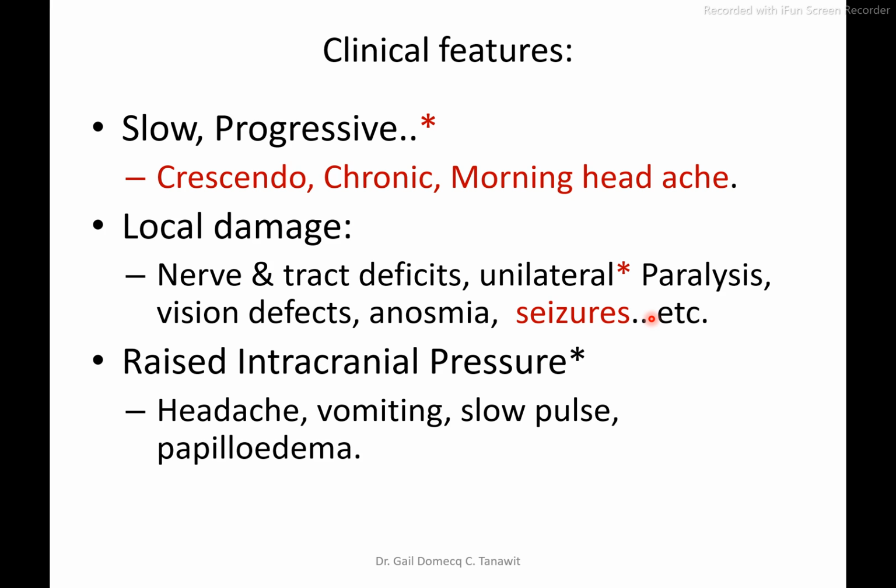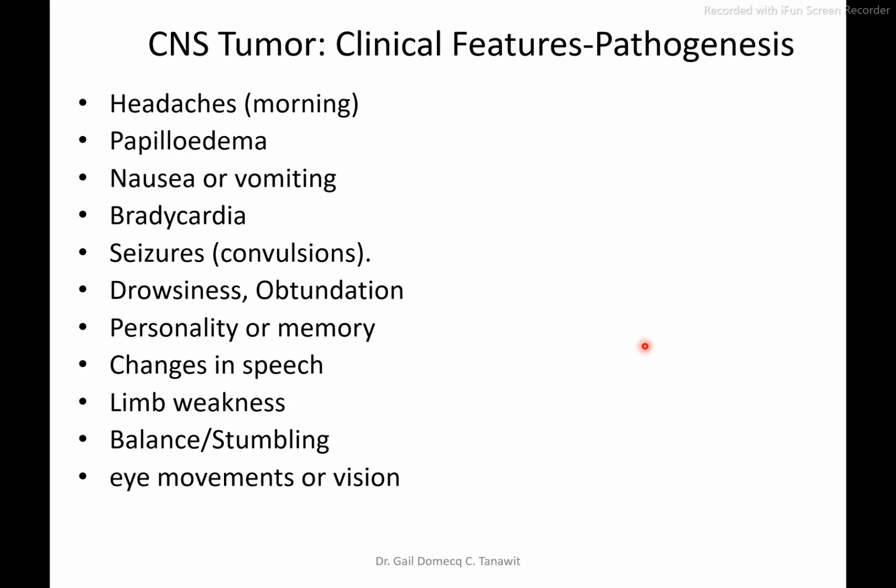So local damage can happen: nerve and tract deficits, unilateral paralysis, vision defects, even anosmia and seizure. When the brain tumor is too big, it can lead to these. So tonic-clonic seizures. Raised intracranial pressure can lead to headache, vomiting, slow pulse, and even papilledema. So these are the signs and symptoms of the CNS tumor.